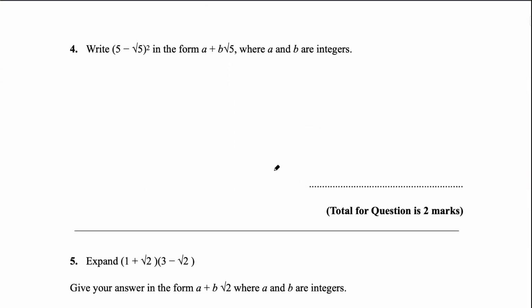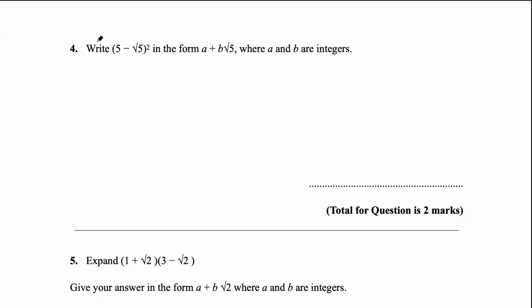Okay, next one. Question 4 says, write 5 take root 5 squared in the form a plus b root 5, where a and b are integers. Now you might notice some of these questions get a little repetitive, and that's going to happen if you put 99 questions all in one paper. But still, I think it's good practice. Repetition is never a bad thing. You can never be too good at a particular topic. Practice, practice, practice is always good.